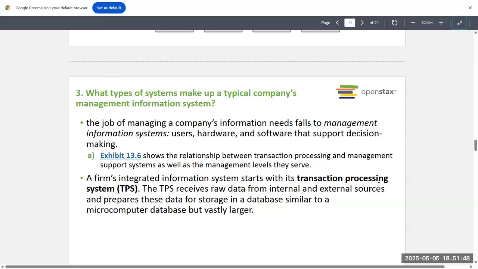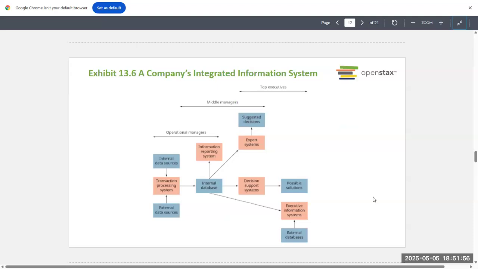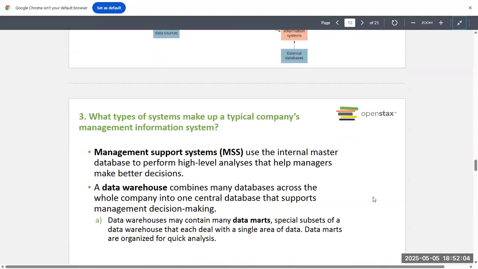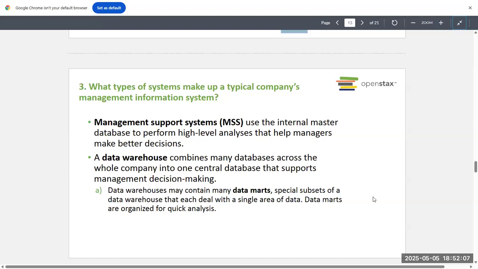Right. So these are just different aspects of information technology and how they integrate into business. Okay. Sorry, we're skipping over figures today.